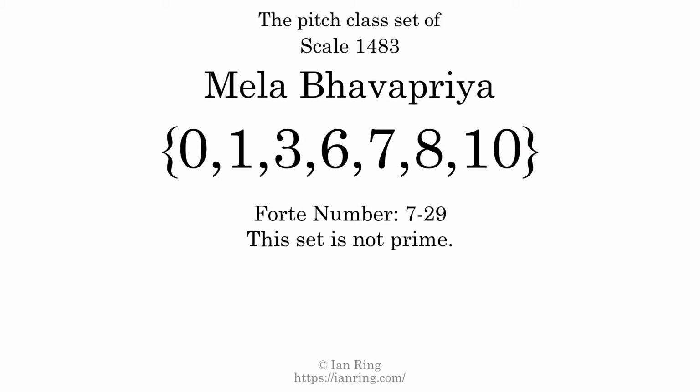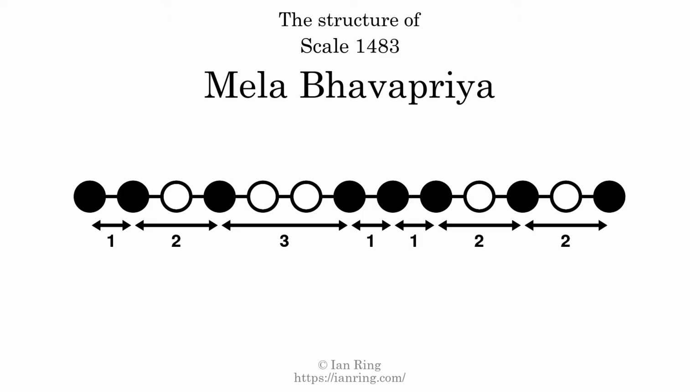The pitch class set for this scale is 0, 1, 3, 6, 7, 8, 10. The fault class is 729. This set is not prime. The structure of a scale is a description of the interval distance between each successive tone. This scale has a structure of 1 2 3 1 1 2 2.